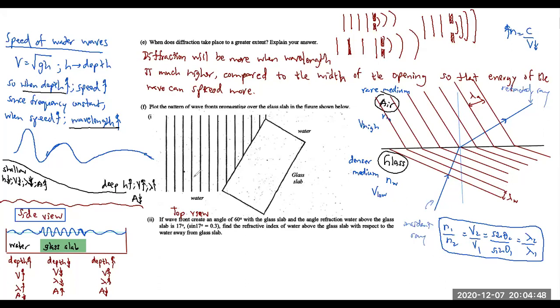So let's come back to here. This region is the deep region. So this region's depth is high, so velocity is high. Therefore, wavelength is high. Inside the glass, in this region, we know this region. Talking about this region, there depth is less.